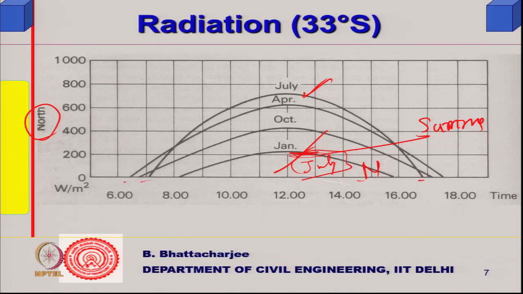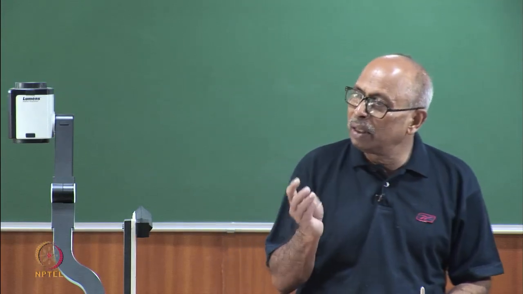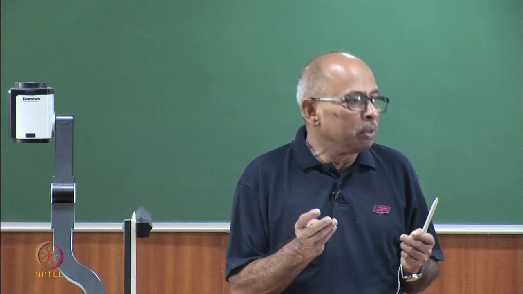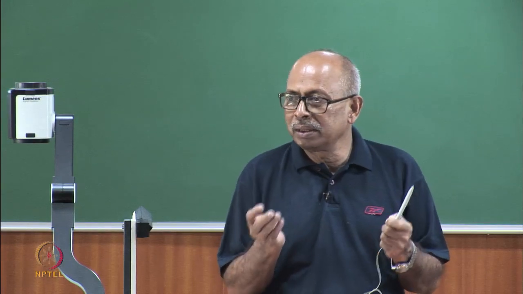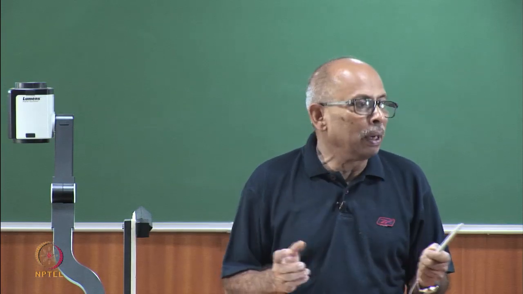But still it is comparable. In summer months there is practically much less duration during which the south surface receives sun, because the altitude angle of the sun is much lower at such latitude. Altitude is also a function of declination, latitude, and of course the hour angle.